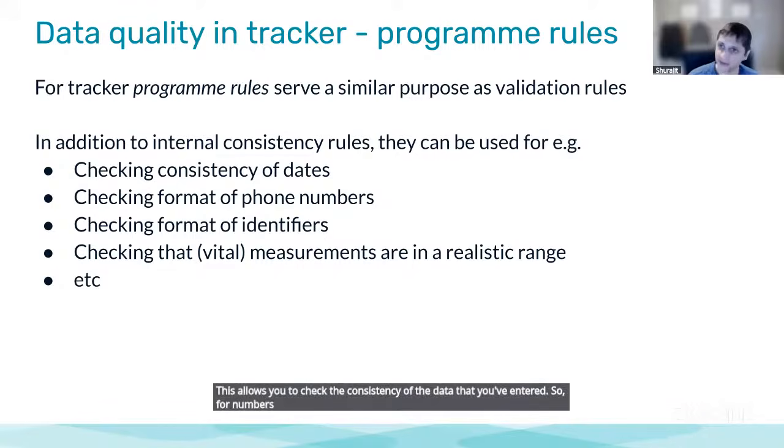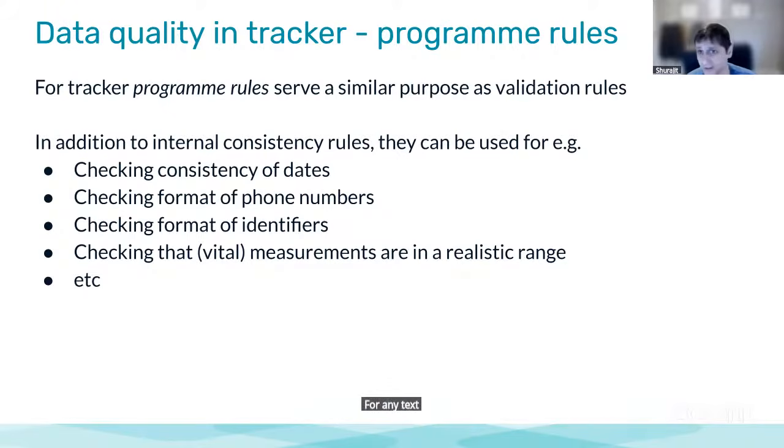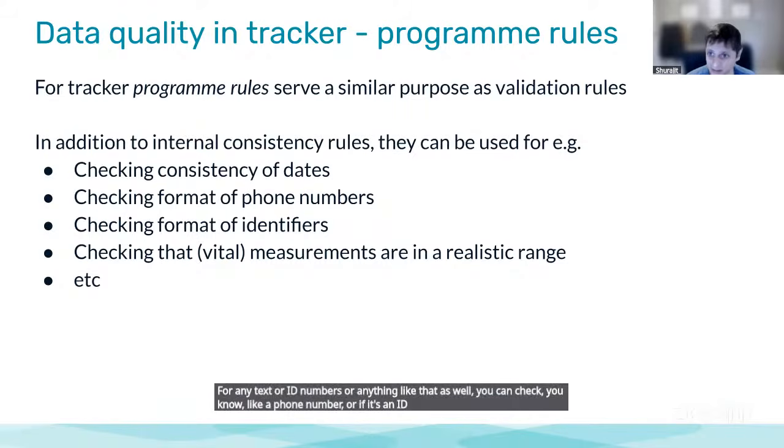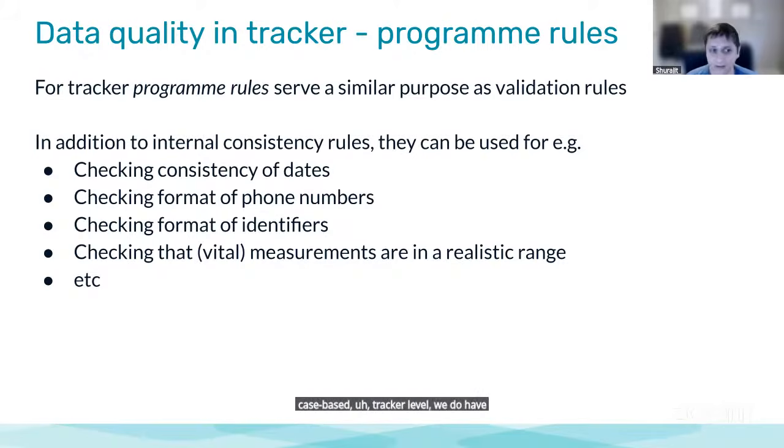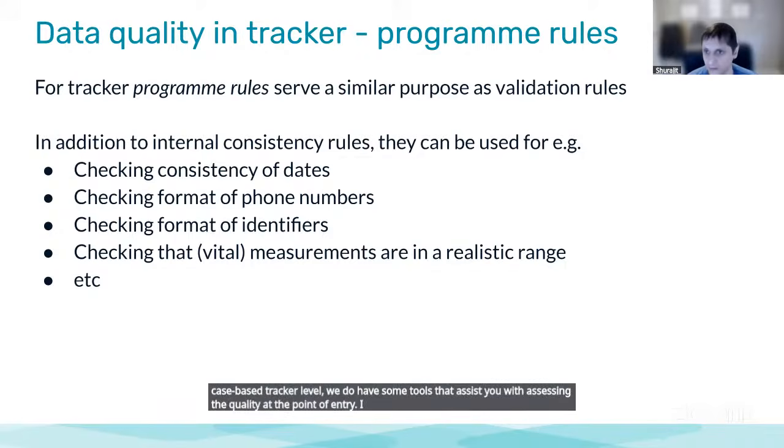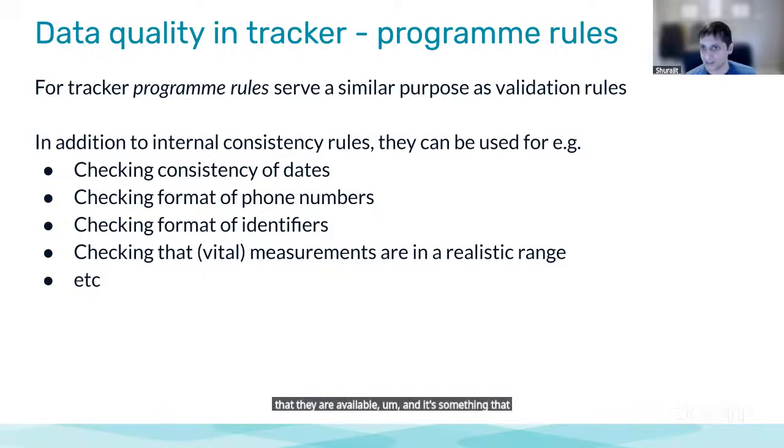So for numbers, is it within a certain range? For any of your dropdowns or any of your selections, does it follow a specific pattern that you're supposed to have? For any text or ID numbers or anything like that as well, you can check, like a phone number, or if it's a national ID and it's supposed to follow a specific sequence, you're able to check all that stuff as well. So at the case-based tracker level, we do have some tools that assist you with assessing the quality at the point of entry. I won't be going over them too much, but just wanted to mention that they are available, and it's something that can be set up in order to help you there as well.